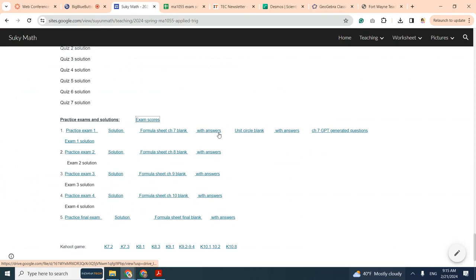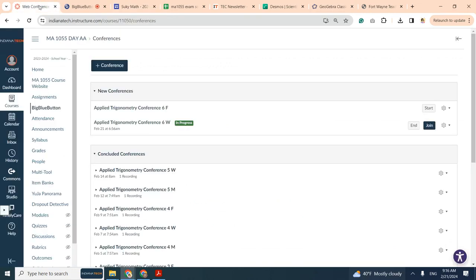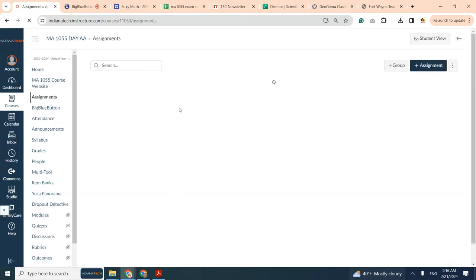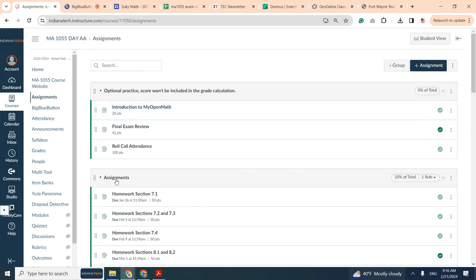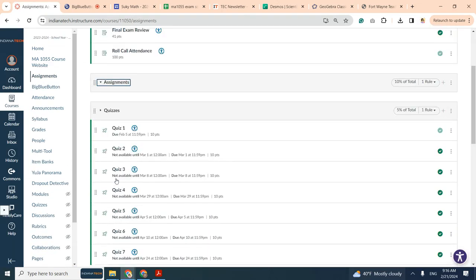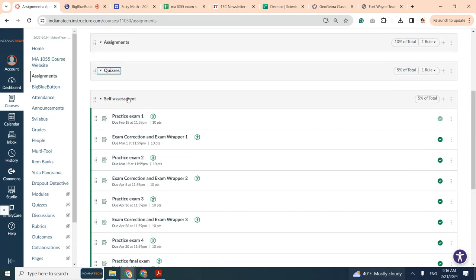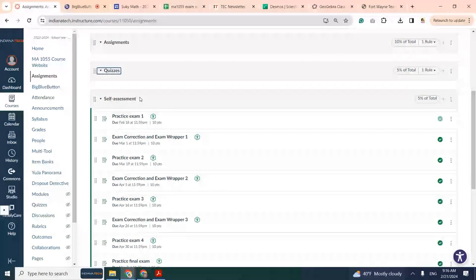Everybody clear? So I give you back your exam. You're going to do exam correction and exam wrapper. So go to Canvas, assignment, but not now, after you get home. Assignment and quiz, self-assessment. You see self-assessment? You submitted the practice exam. I still have 5 students who haven't submitted the practice exam. Submit those.